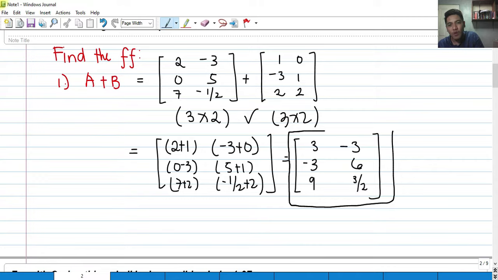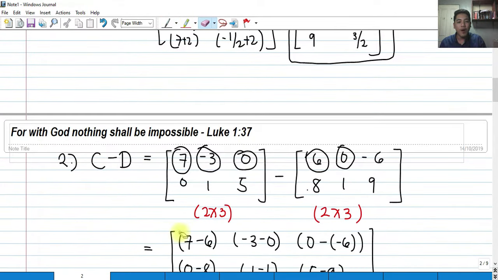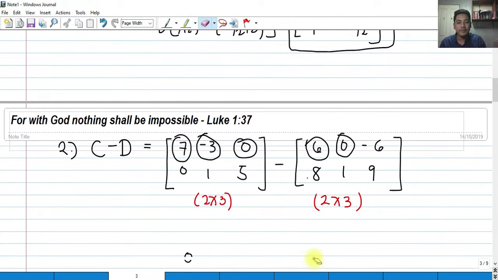So there will be no problem if we are adding two matrices that have the same dimension. We simply add their elements element by element, or subtract their elements by their elements. So that is our answer for problem number 1. Let me just erase this.